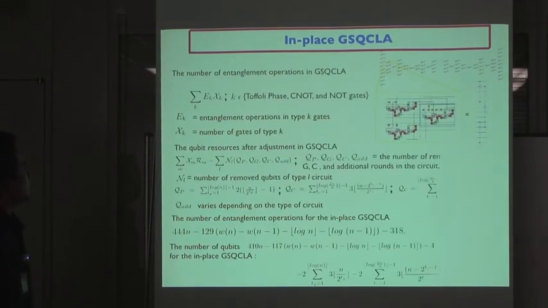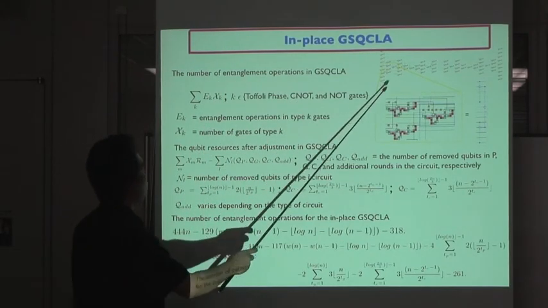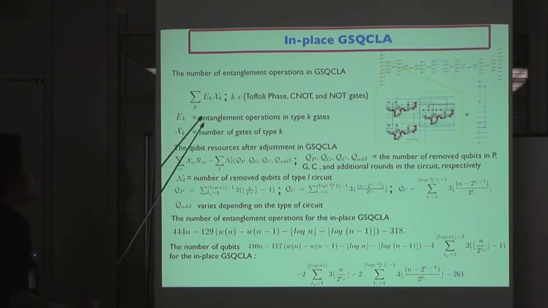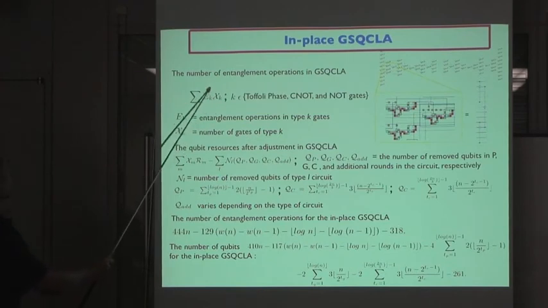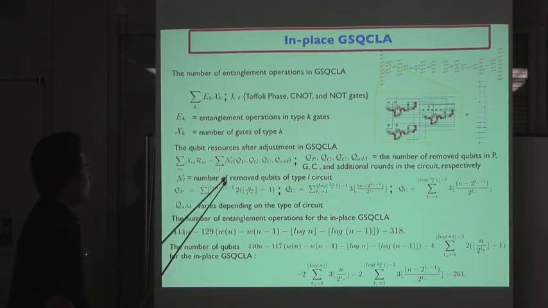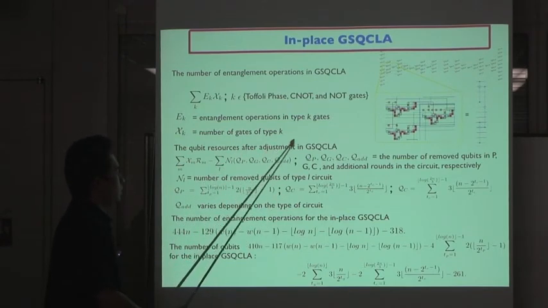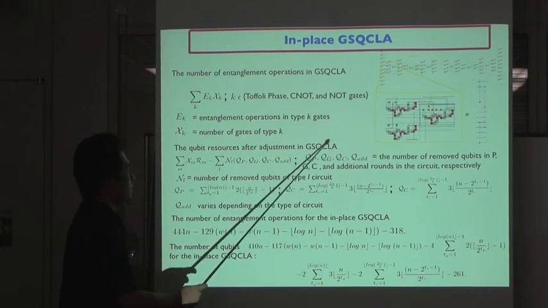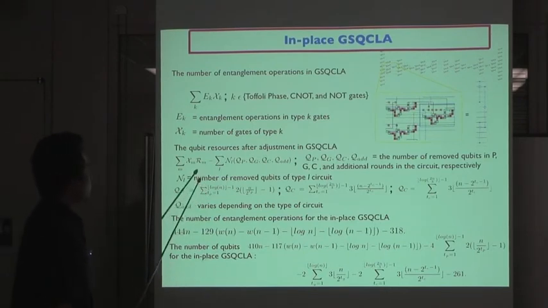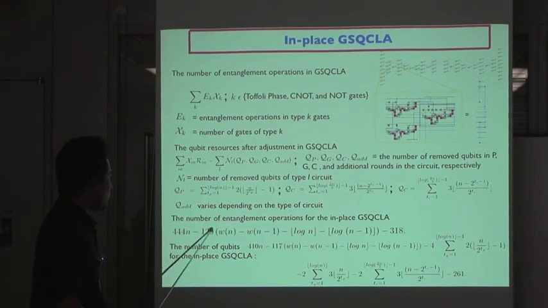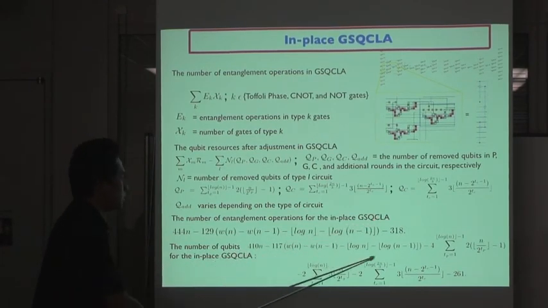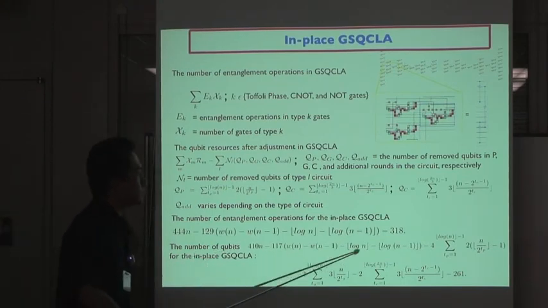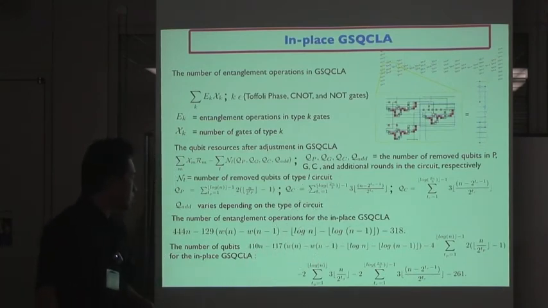And here we can evaluate the circuit. Firstly, we can obtain the entanglement operations of the in-place graph states quantum carry lookahead adder, represented by these equations, and also the qubit resources after the adjustment of the graph states quantum carry lookahead adder. And then for short, we can also obtain the number of entanglement operations for the in-place graph states GS KCLA, and also this is the expression for the resources of the in-place GS KCLA.